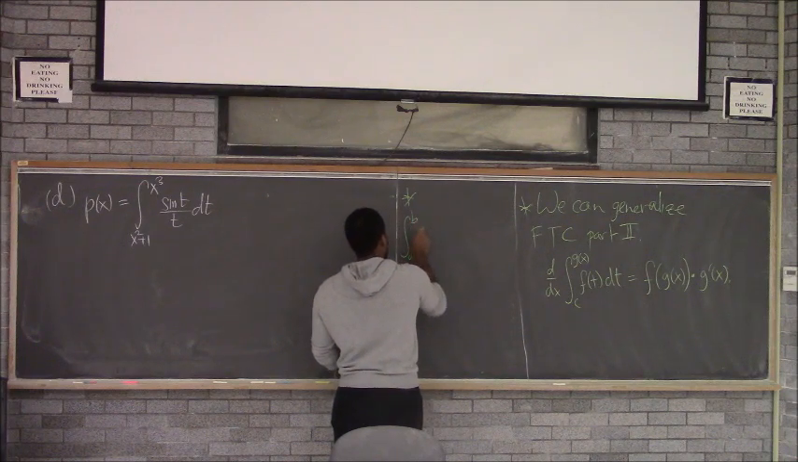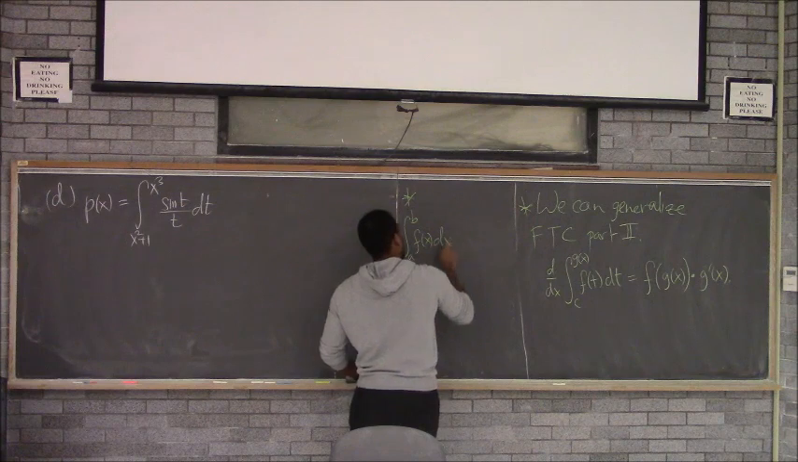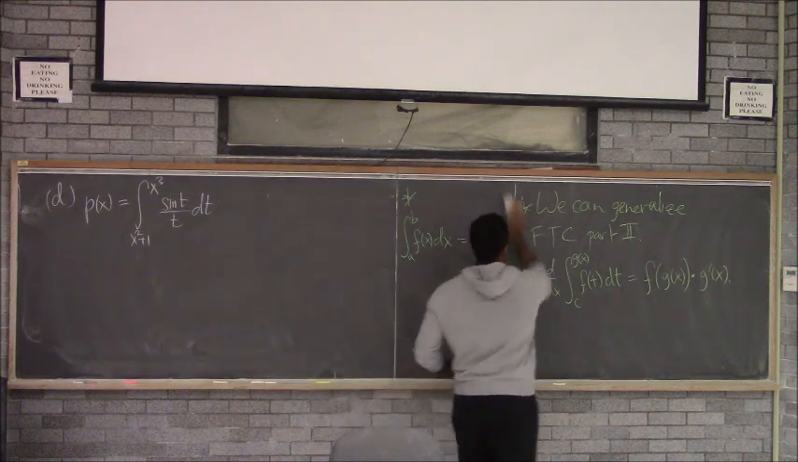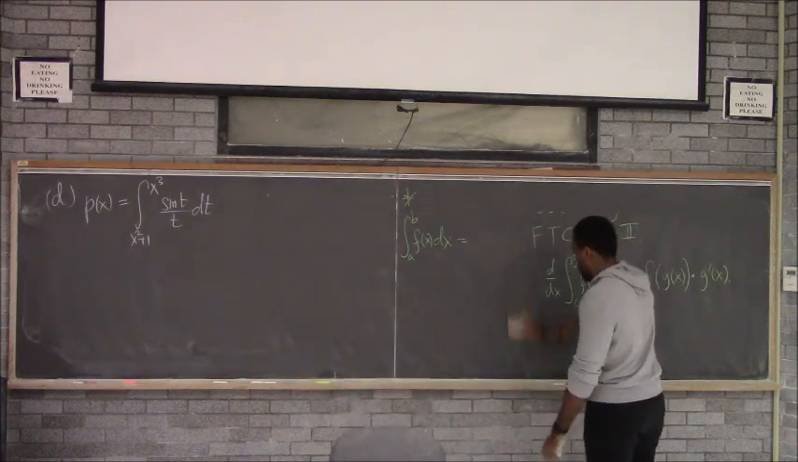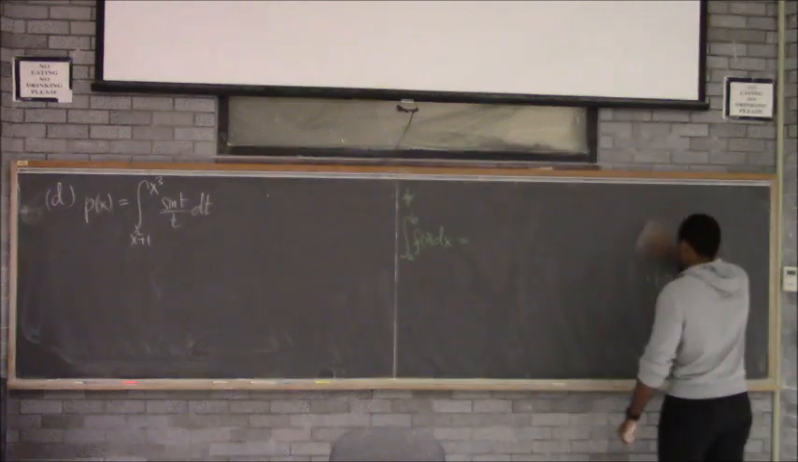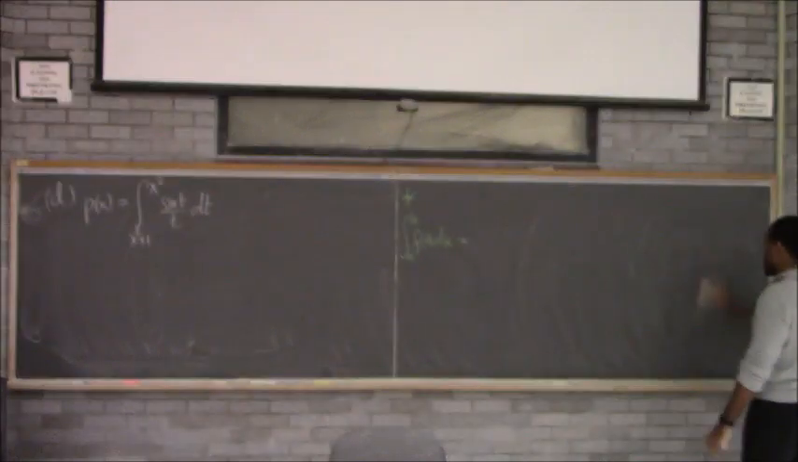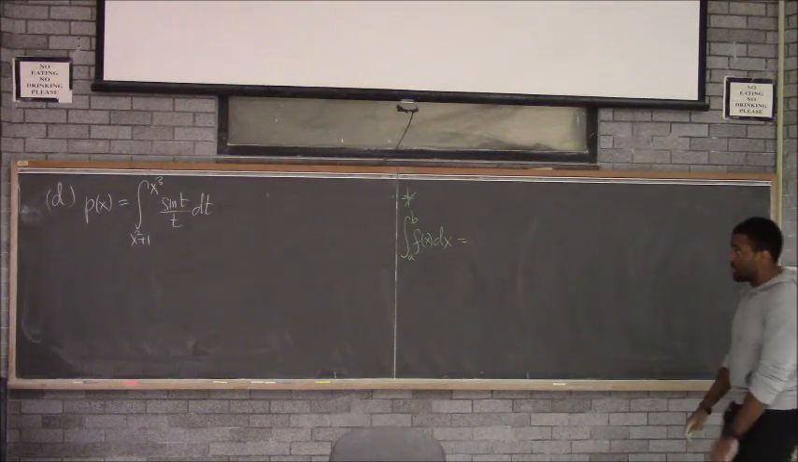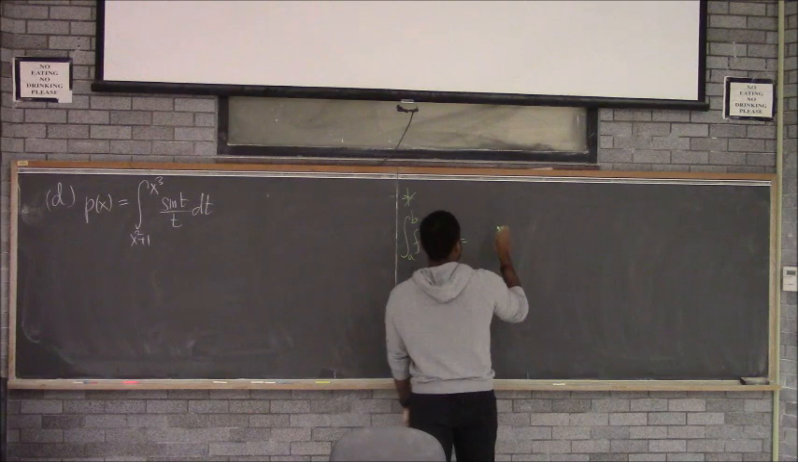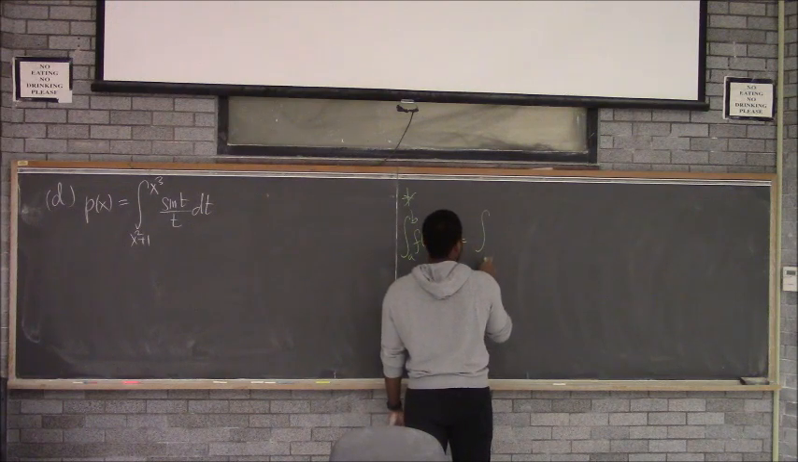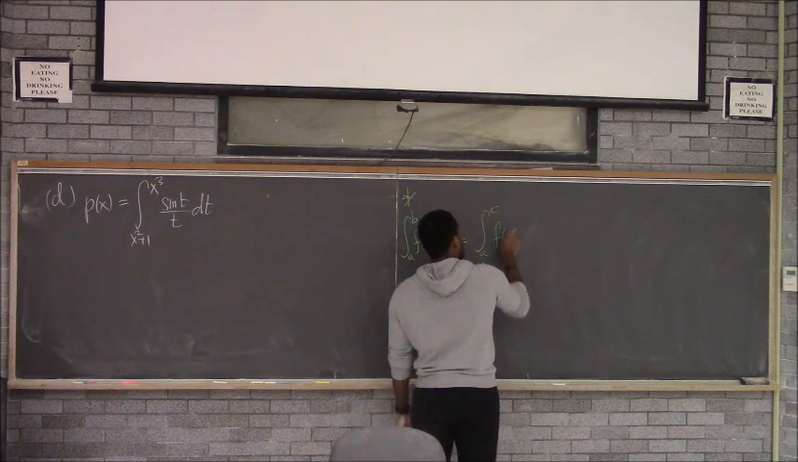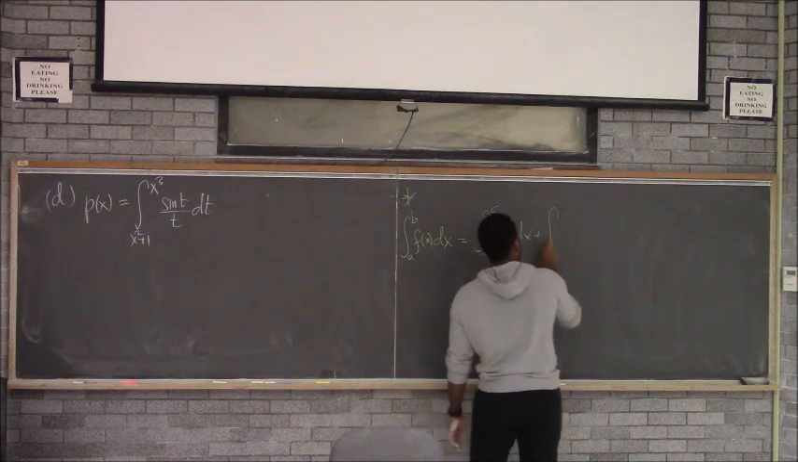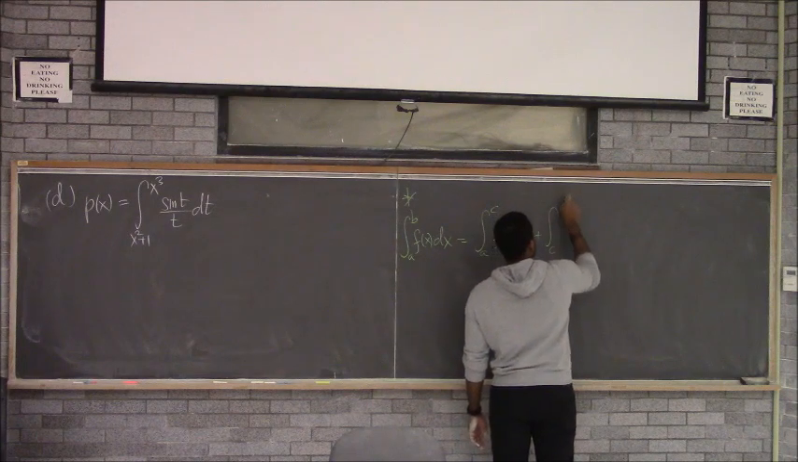If you have the integral from A to B of f of x dx, it turns out you can do the following. In most cases, as long as your function is still continuous on the interval and all that good stuff, you can actually throw in a middleman. So I can say this is the integral from A to C of f of x dx plus the integral from C to B of f of x dx.